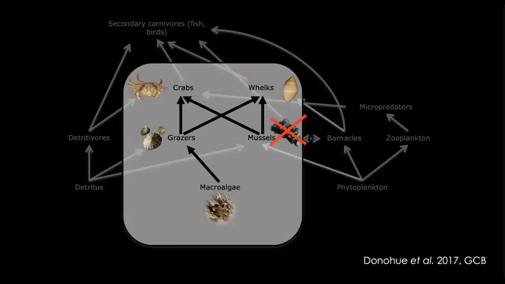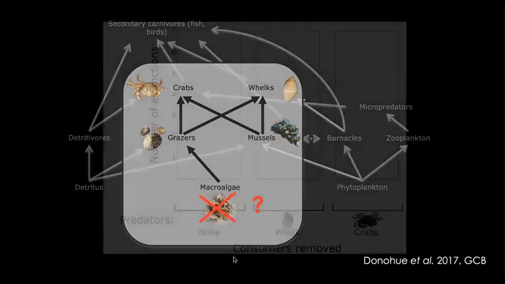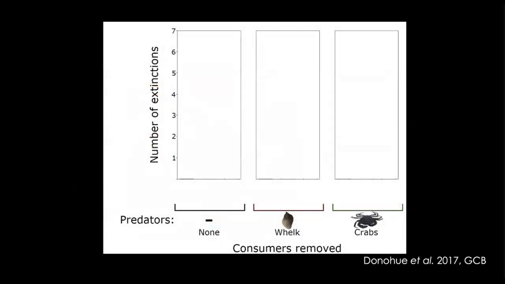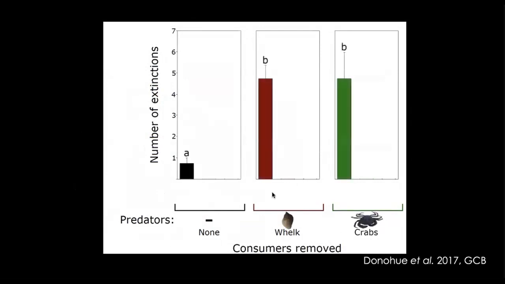At the end of the experiment, they quantified total biomass for each of the groups and secondary extinctions, which happened among the 16 macroalgae taxa. And so here is what they found. Here is the number of secondary extinctions when nothing happened, so that's the control, and when the whelks were removed or when the crabs were removed. They found that the removal of either one of the two predator species led to 5 times more secondary extinctions than in the control.